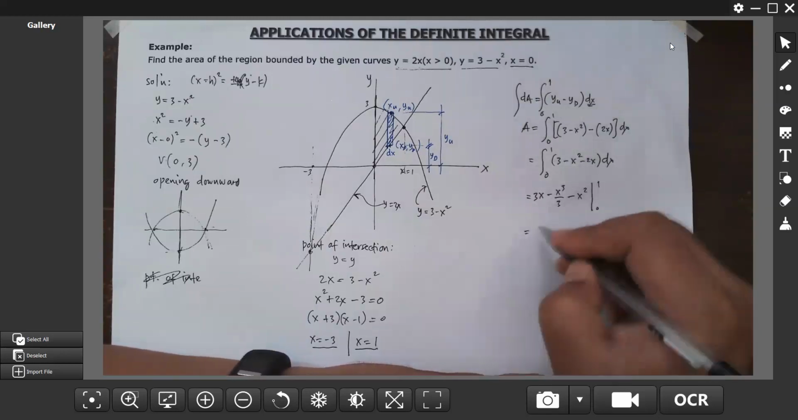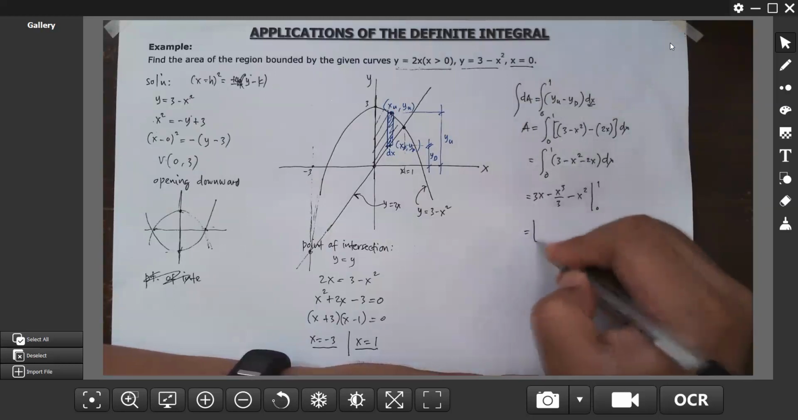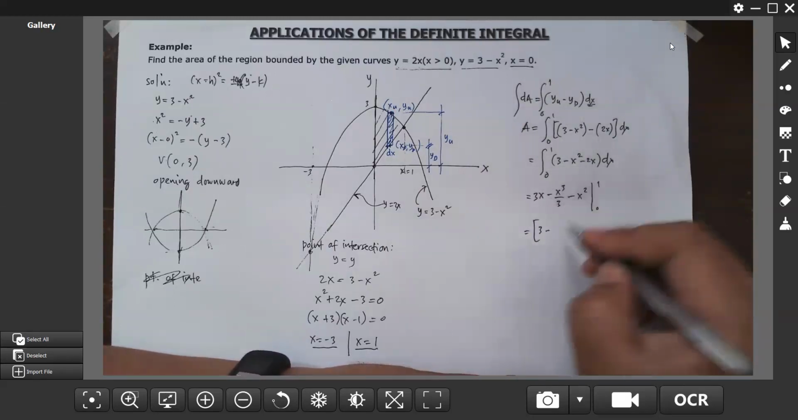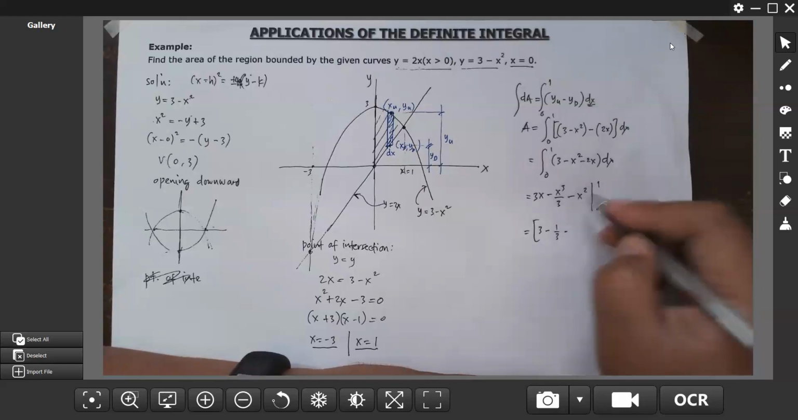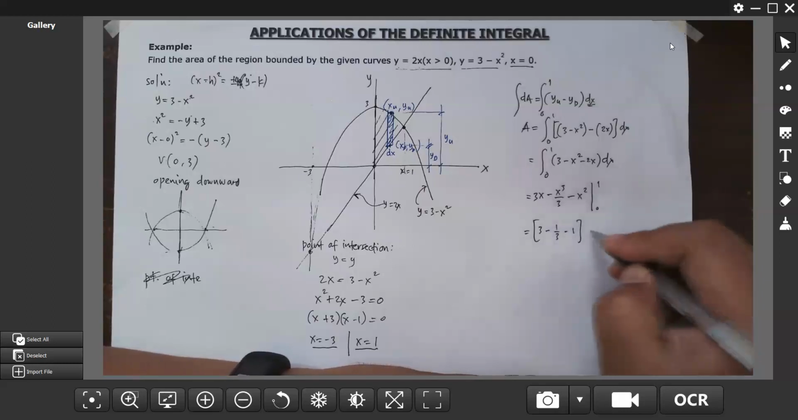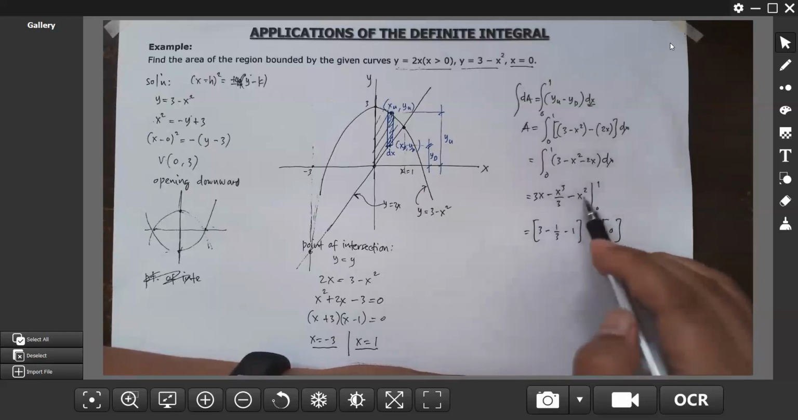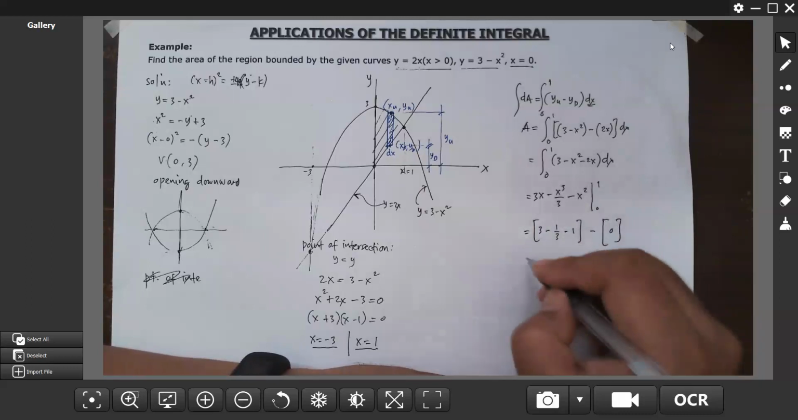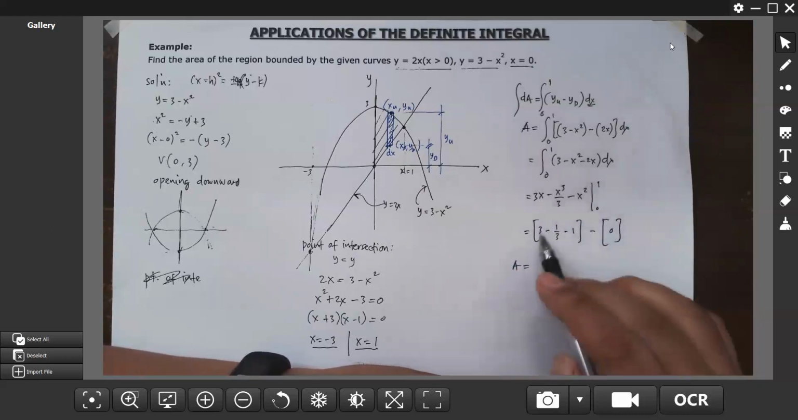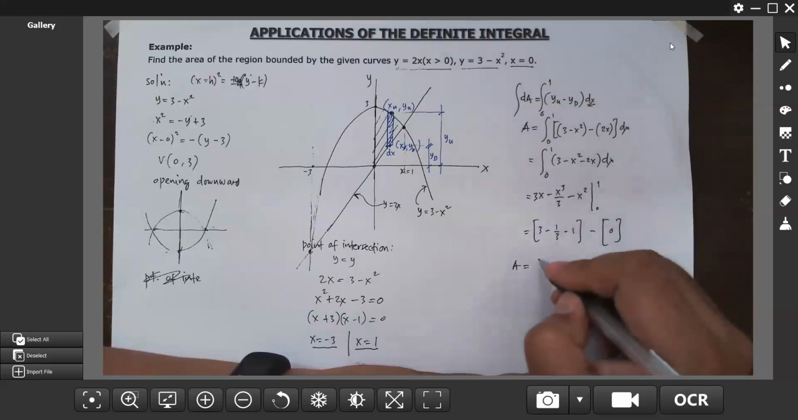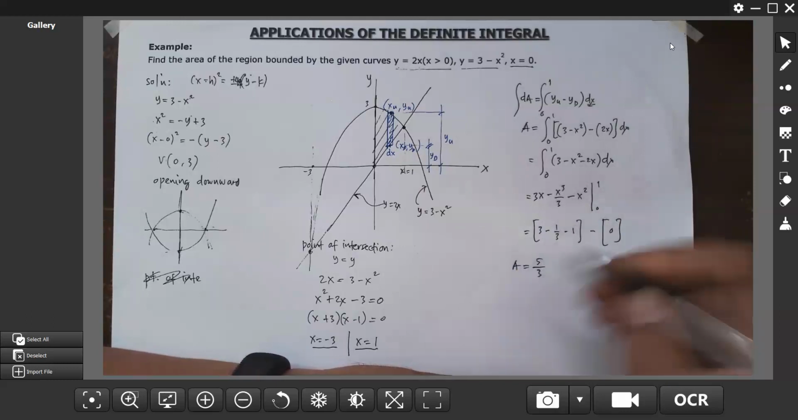Substitute: 3 times 1 is 3, 1 cubed is 1, so 1/3, 1 squared is 1, minus 0. So 3 minus 1 is 2, minus 1/3 is 5 over 3.